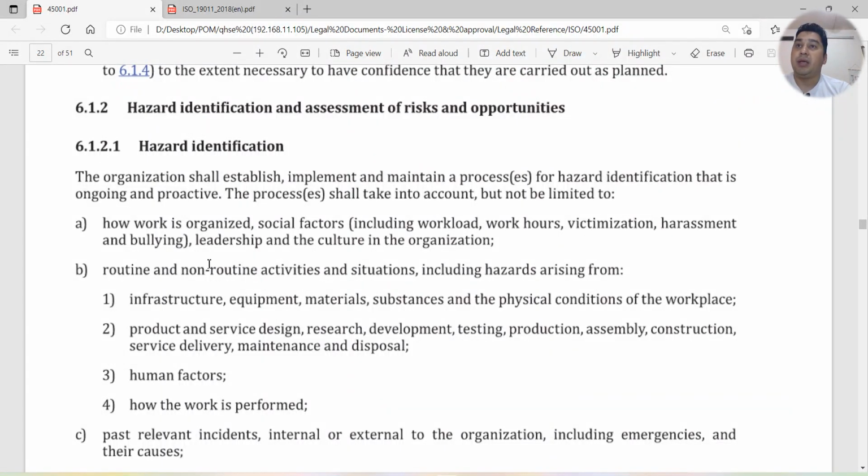How work is organized: you have to check the social factors also, which are increasing the risk in the business, including workload and working hours. So working hours, how are they going to affect you? The people who work in the daytime compared to the night shift, the night shift people have the higher risk. So these things also need to be considered. Victimization, harassment, and bullying. These are the things also need to be considered.